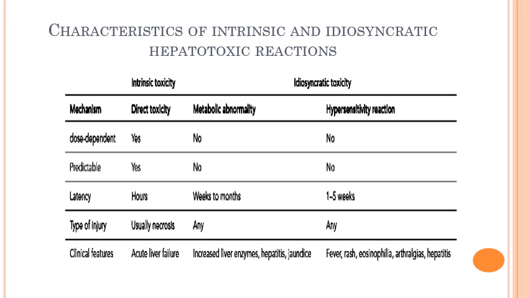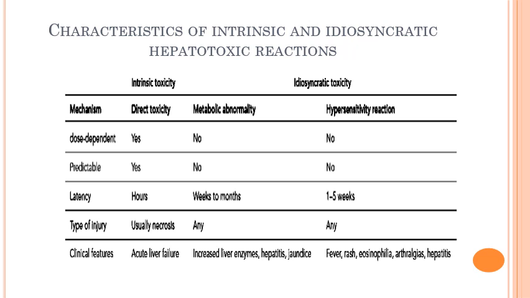The next characteristic is the latency, or the time in which the symptoms will occur. In direct toxicity, the symptoms may occur within hours. However, in the metabolic abnormality, the symptoms may take from weeks to months. In hypersensitivity reactions, the symptoms may appear within 1 to 5 weeks.